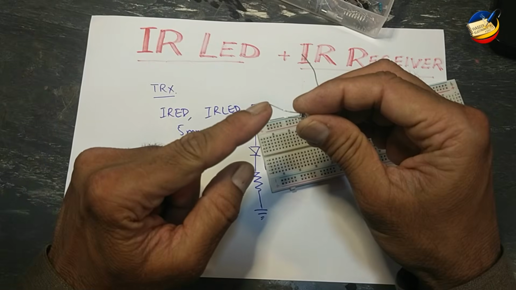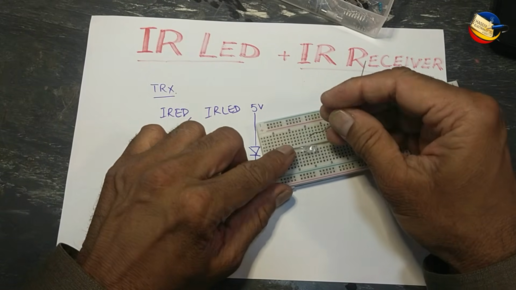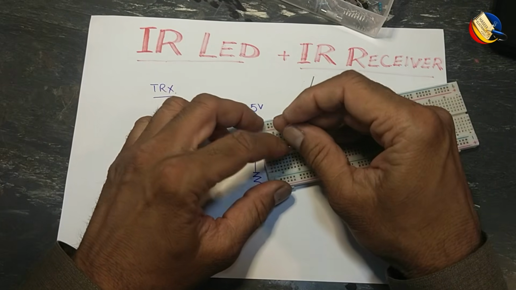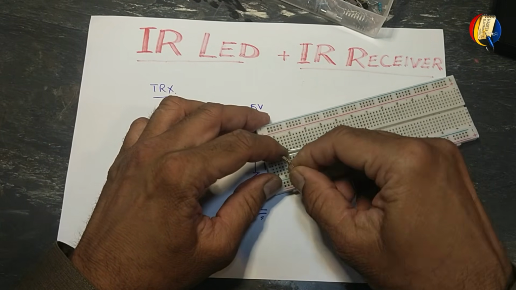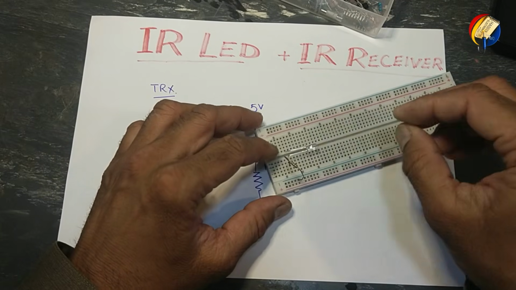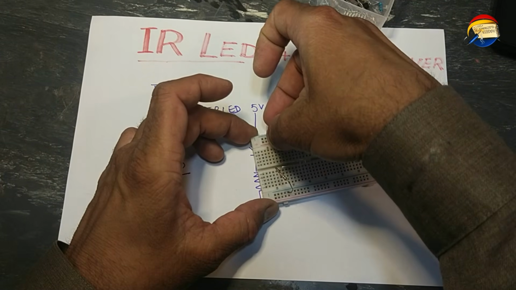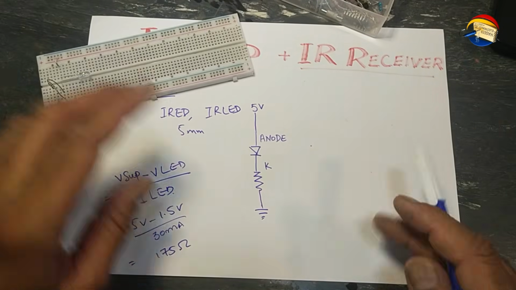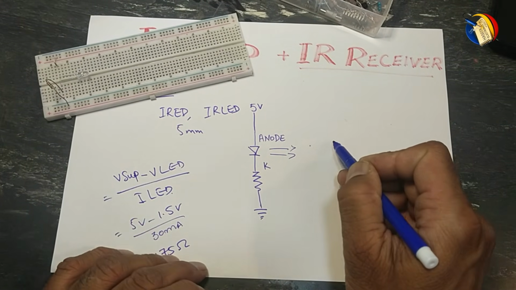As we mentioned, long lead is the anode, short lead is the cathode. We will connect the 150 ohm resistor at the cathode to ground. The anode will be connected to the positive side. That will be transmitted through this IR LED.